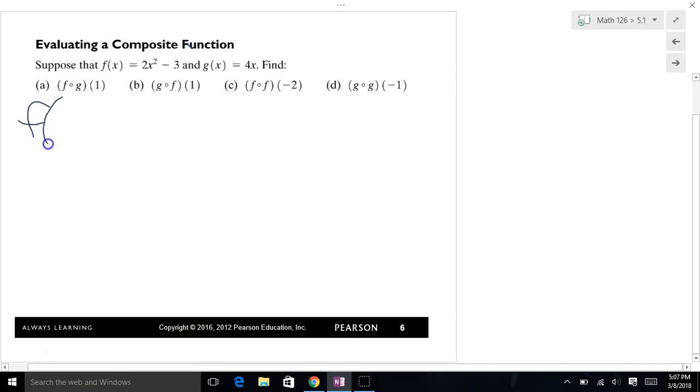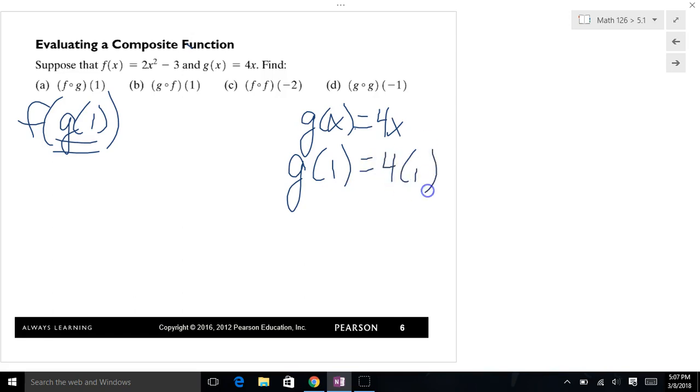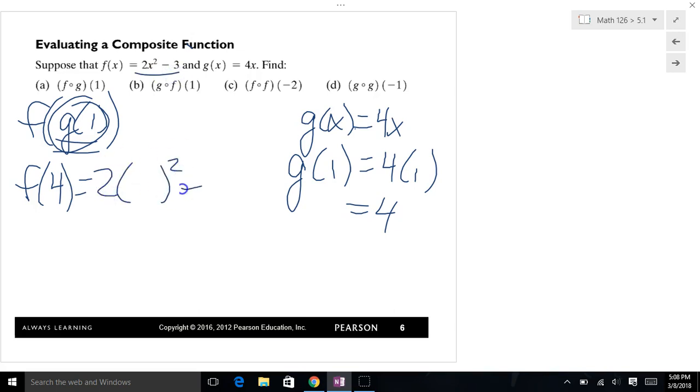Let's put this into the function notation, f of g of 1. What we're going to do is go to the side and figure out what g of 1 is first. We know g of x is defined as 4x. What would g of 1 be? Well, it'd be 4 times 1, which is 4. So this 4 goes in for g of 1. Now I'm finding f of 4. Since f of x is 2x squared minus 3, our 4 goes in right there. So we get 2 times 16 minus 3, so 32 minus 3, which is 29.